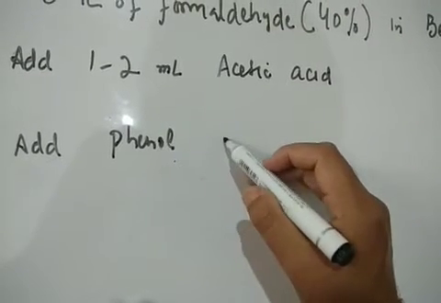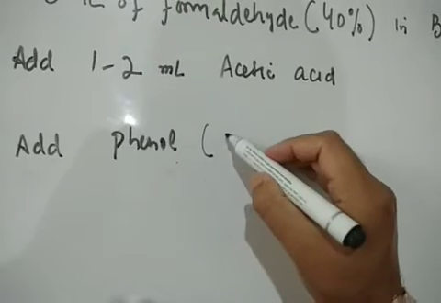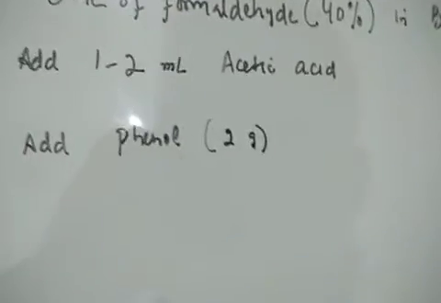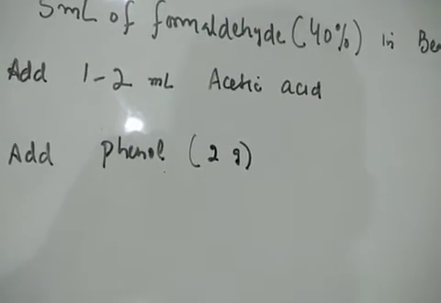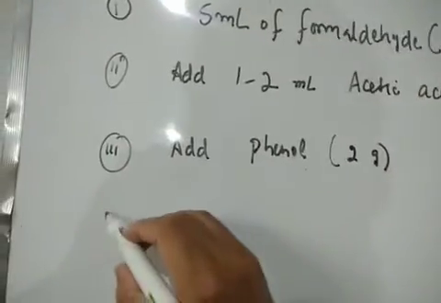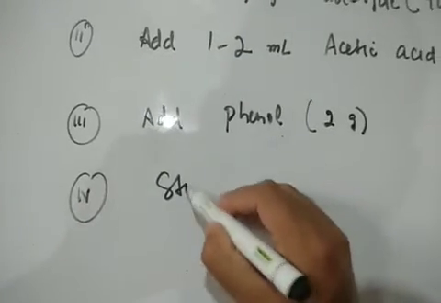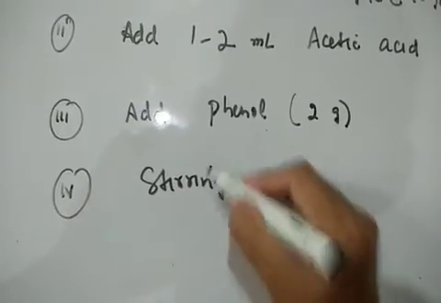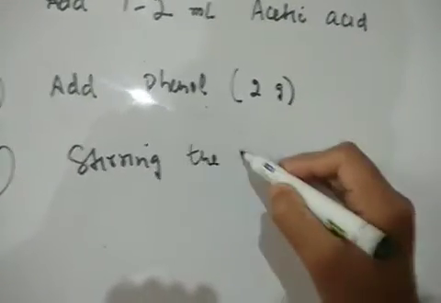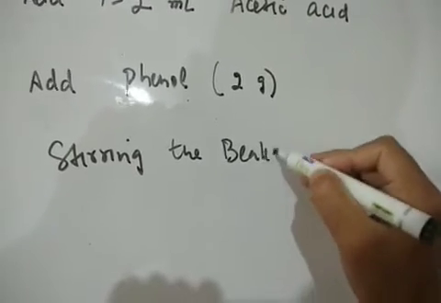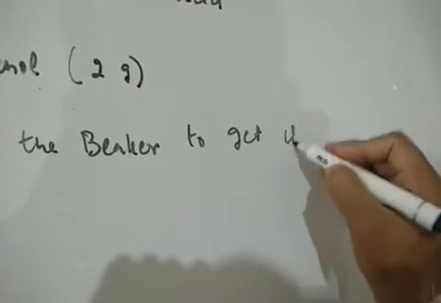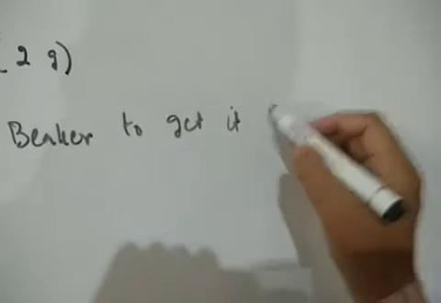So you add the phenol, around 2 grams is what we used. You add that phenol to this beaker, and then finally you go on stirring, so that it gets completely dissolved. Stir the solution in the beaker to get a clear solution, with the phenol dissolved completely.